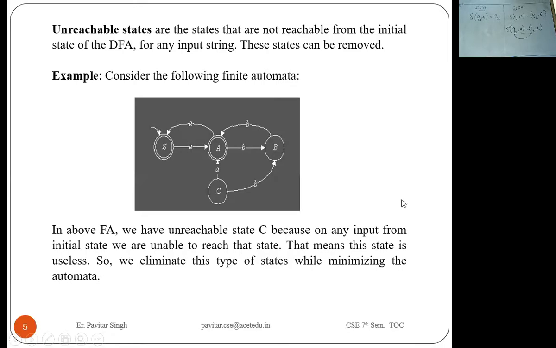This means that this state is useless. So we eliminate this type of state while minimizing the automata. The very important concept, minimizing the automata. Whenever we are going to do the minimization, your first step is to remove the unreachable states. Let me draw one more example on the board regarding unreachability.